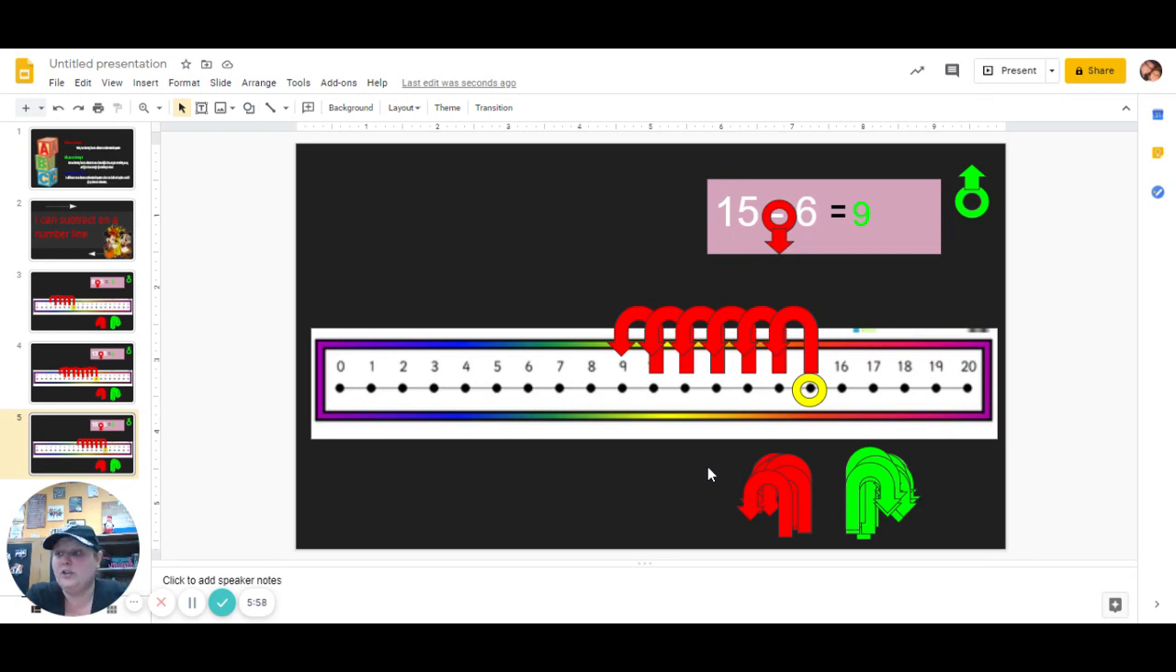All right, friends, now you're going to practice this on your own. Make sure that you use your number lines and make sure that you are doing backwards hopping if you are subtracting. So check that symbol.